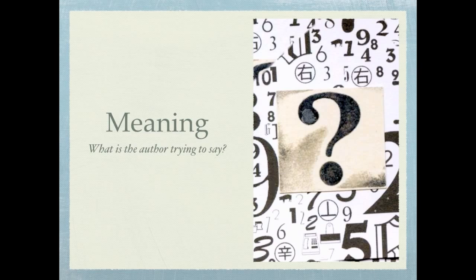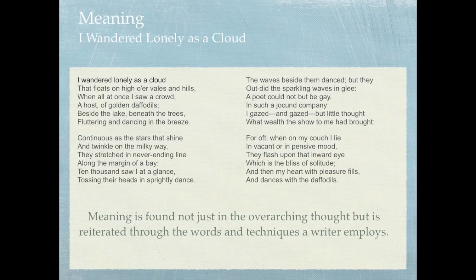When you write, you are giving a meaning, and you are showing your meaning. You're telling your meaning in everything you do, from your word choices, from the overarching theme, from your organization. All of it is lending to the meaning. So in this case, the meaning is found really in the last paragraph, right? Where he says, "For oft when on my couch I lie, in vacant or in pensive mood, they flash upon that inward eye, which is the bliss of solitude."